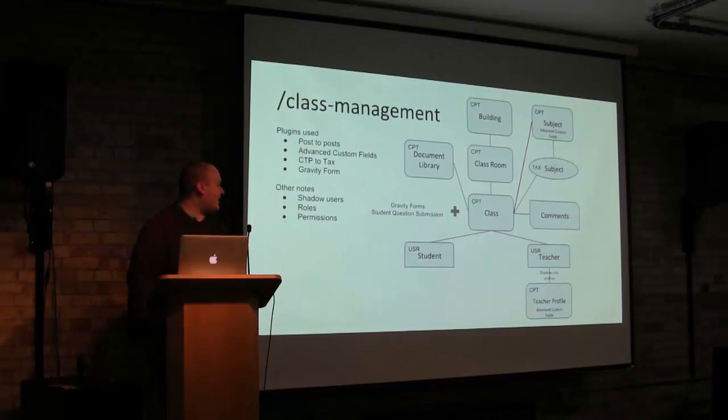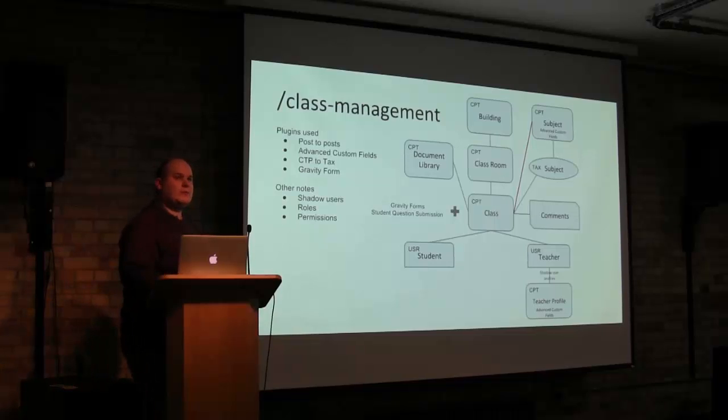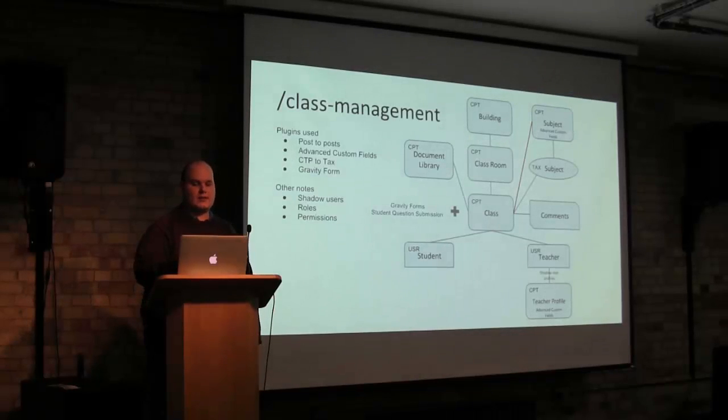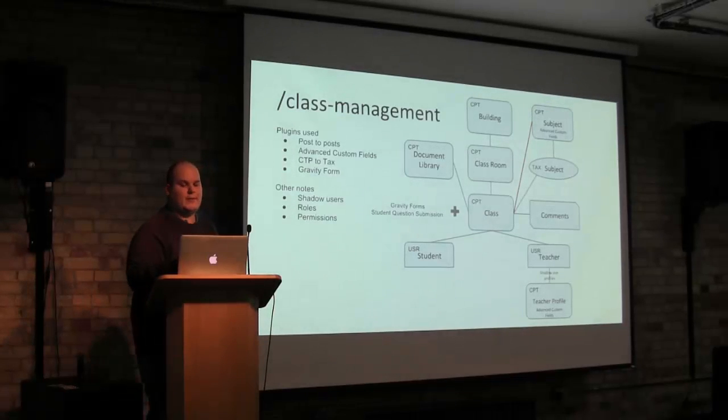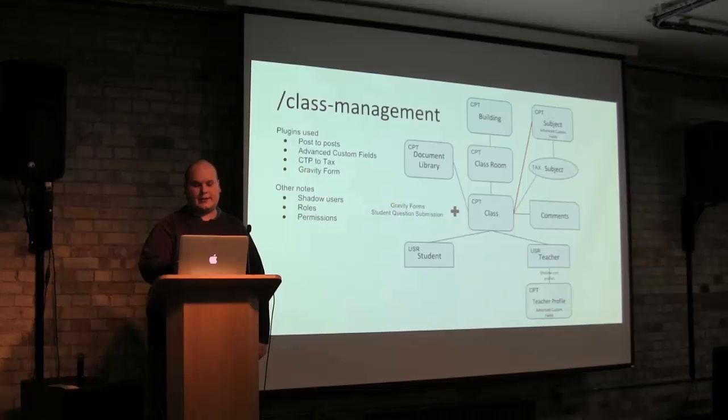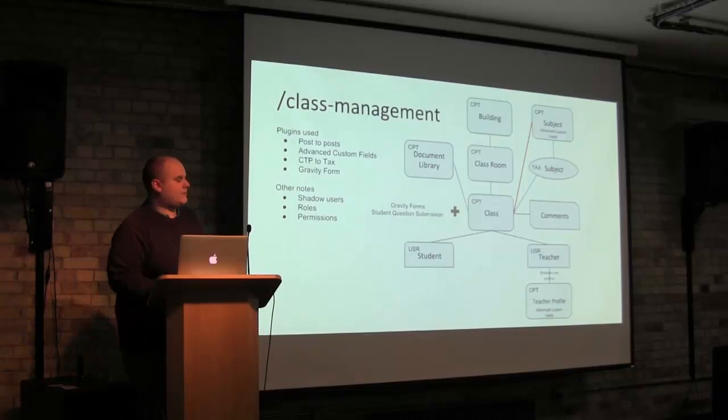Right. Now, we've gone for a basic one. This one's a bit more, I'm going to try and use a lot more methods. So, say you're building a thing for a classroom and you want to be able to put together classes. So we've got multiple custom post types: the class custom post type, the classroom custom post type, the building, the subject. We've got the comments, we've got the user teachers and teacher profiles.